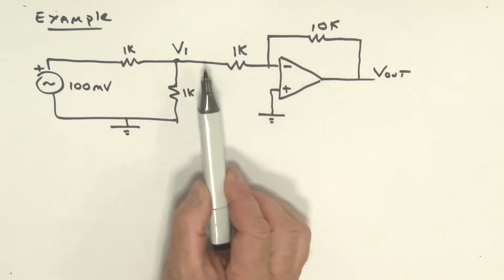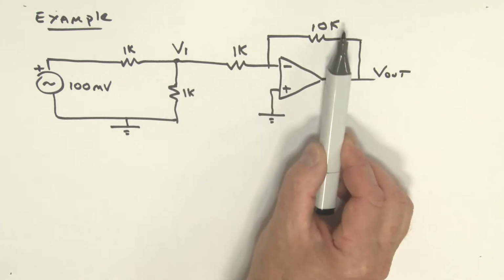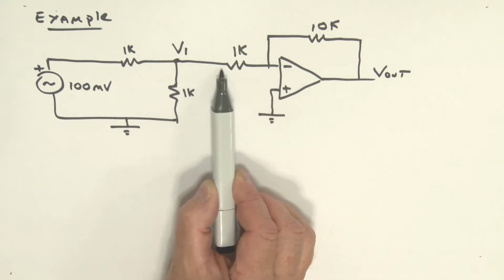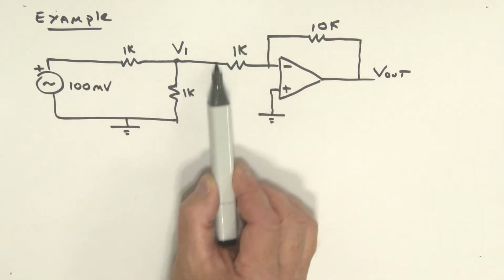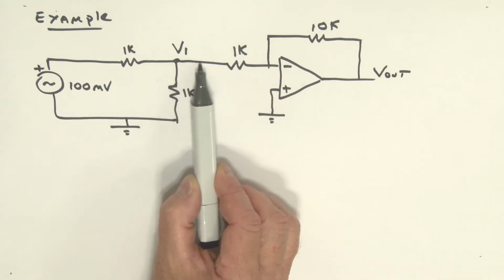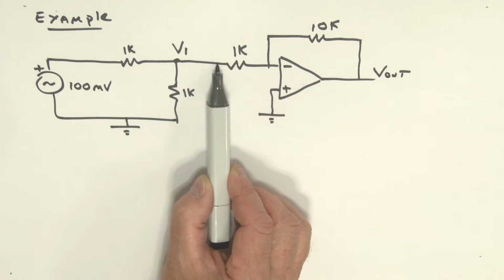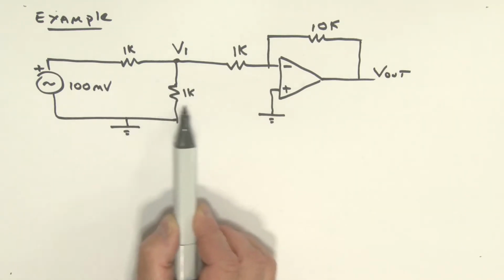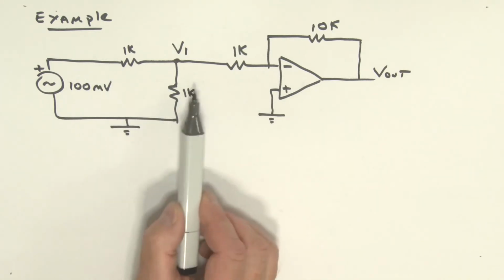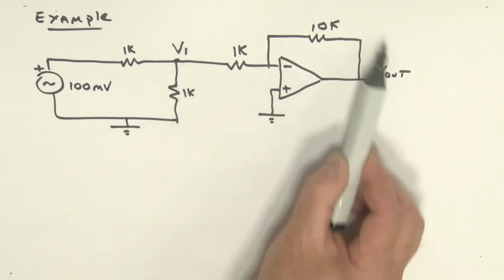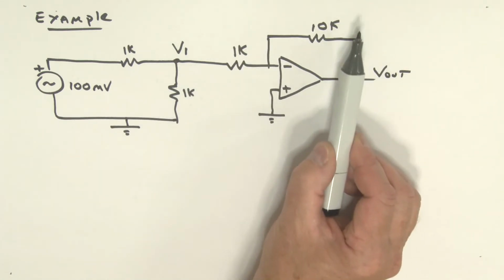Well, given that this is an inverting amplifier, it has an input resistance looking in at this point equal to R1, which is 1K. That 1K input resistance is really connecting to this 1K of the circuit over here. So this 1K here is effectively being loaded down by this inverting amplifier configuration.